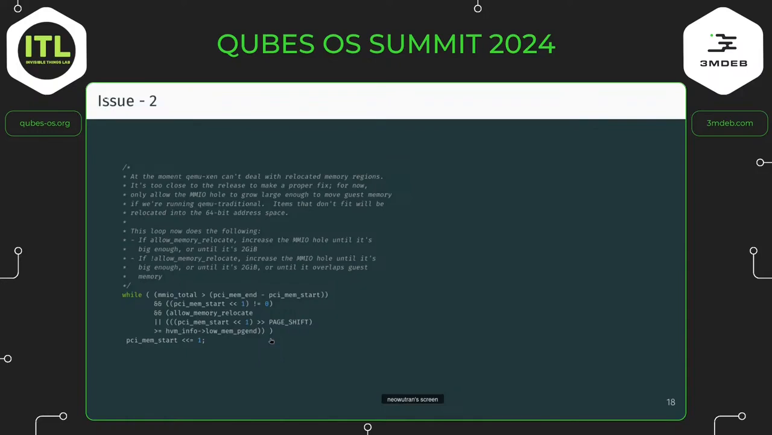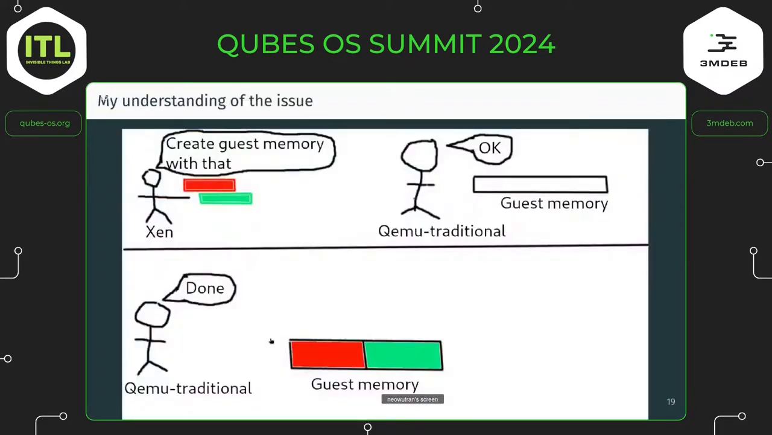And here we have the description of our bug. There is a difference in functionality between QEMU traditional and QEMU Xen. QEMU Xen is not able to relocate memory properly. So this is my understanding of the issue. When Xen is sending two blocks of memory that overlap to QEMU traditional, it moves what is required to have a working guest memory.